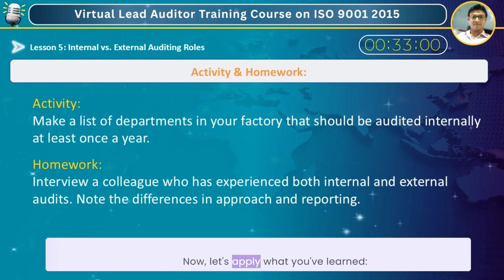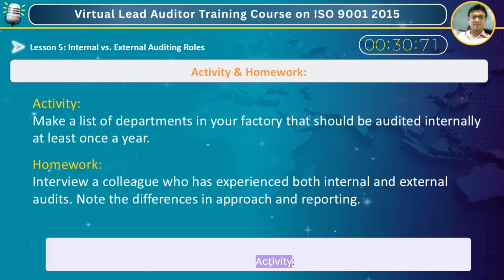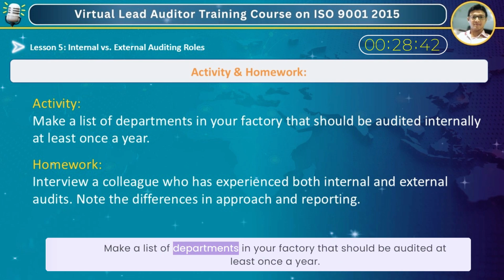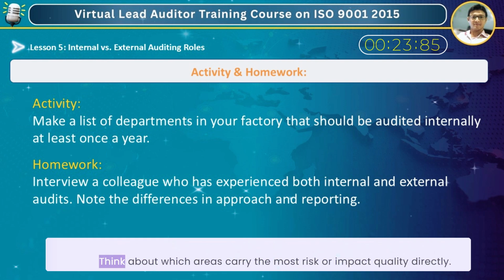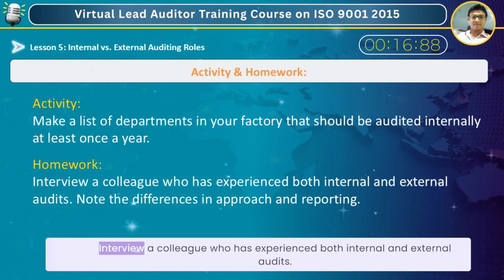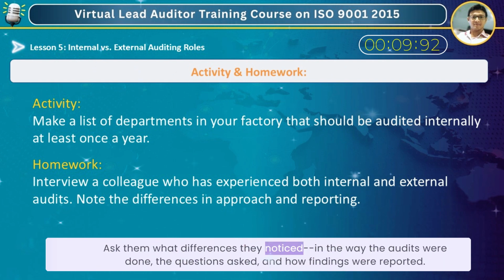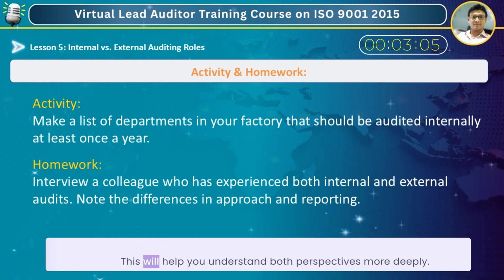Now, let's apply what you've learned. Activity: make a list of departments in your factory that should be audited at least once a year. Think about which areas carry the most risk or impact quality directly. Homework: interview a colleague who has experienced both internal and external audits. Ask them what differences they noticed in the way the audits were done, the questions asked, and how findings were reported. This will help you understand both perspectives more deeply.